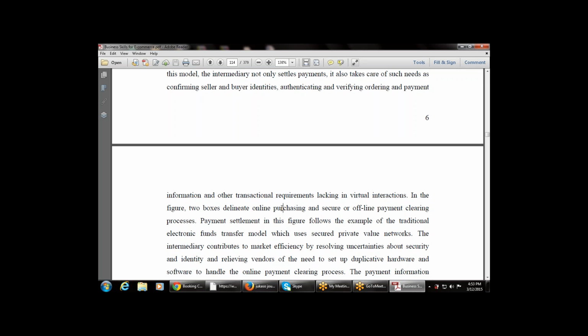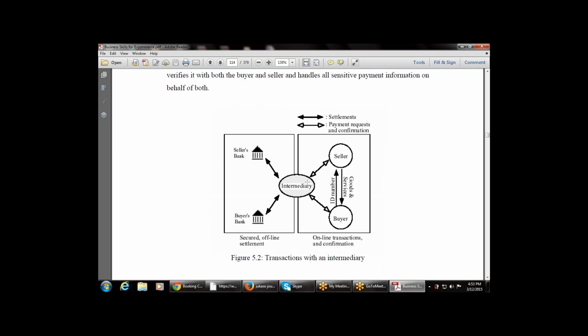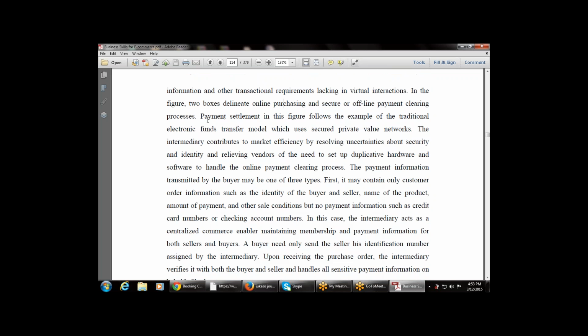Payment settlement in this figure follows the example of the traditional electronic fund transfer model, which uses a second private value network. So this is the payment that is used for the traditional electronic fund payment that is available for fund transfer. So whenever there is a payment settlement, that is done by the electronic fund transfer model that is available in the figure. This is the e-commerce or the e-payment system.